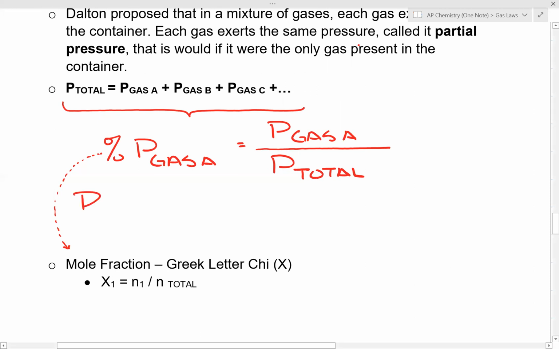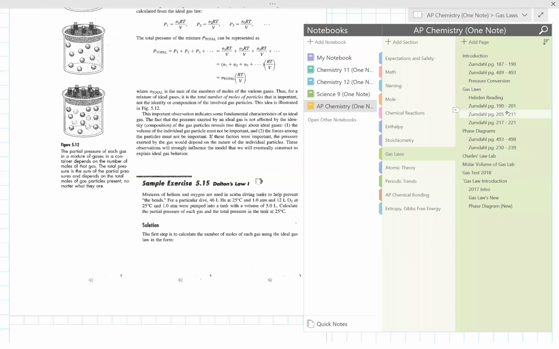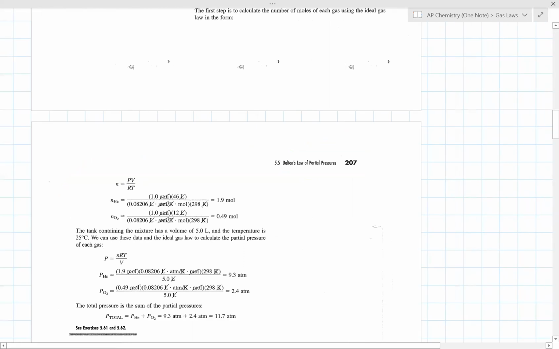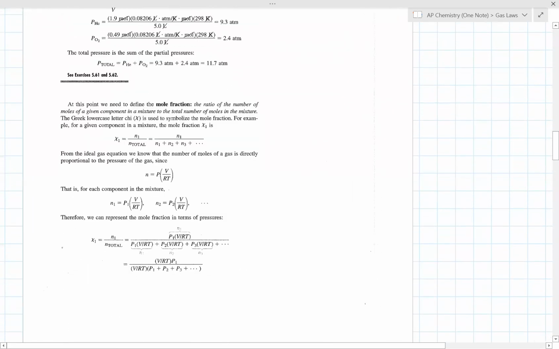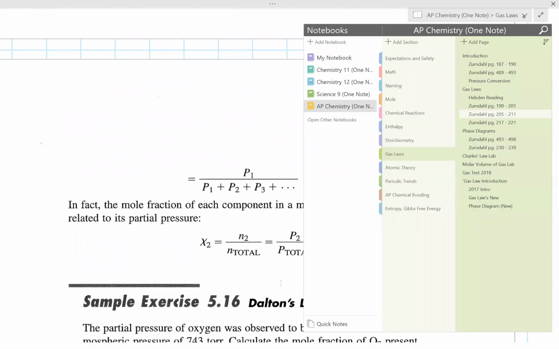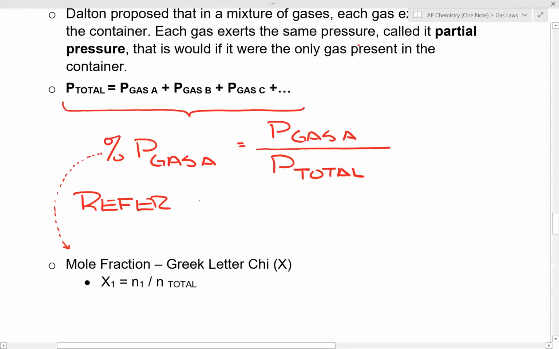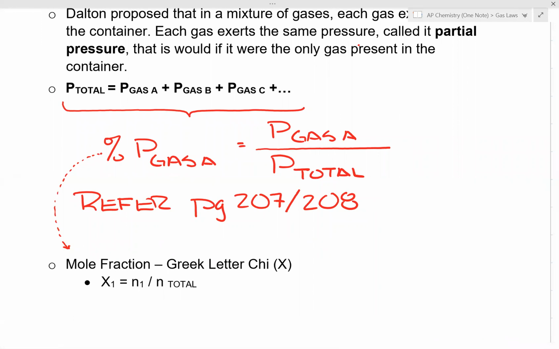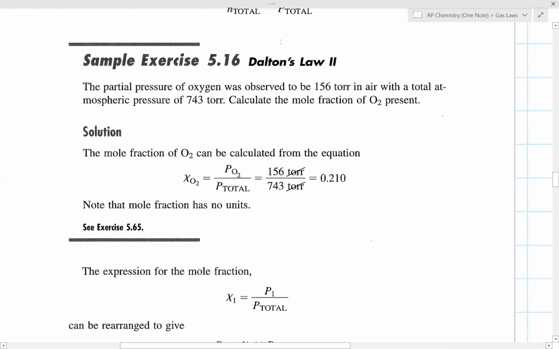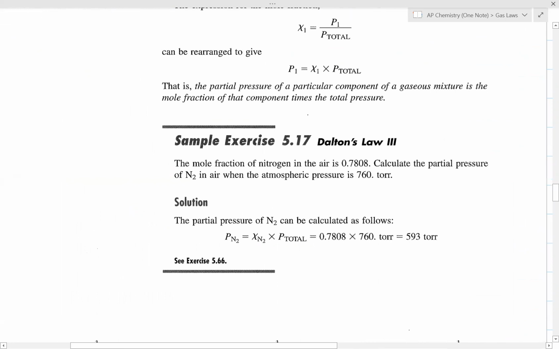Now, you can refer to your textbooks, and I believe on pages 205, 206, you can see what they talk about for partial pressures. Okay, 206, 207. And if you look further down on pages 207 and 208, they give you the derivation of how mole fraction is related to partial pressures. So in your zoomed out text, you can see the derivation of how these two formulas are related. On page 208 and then 209, they give you some sample questions.